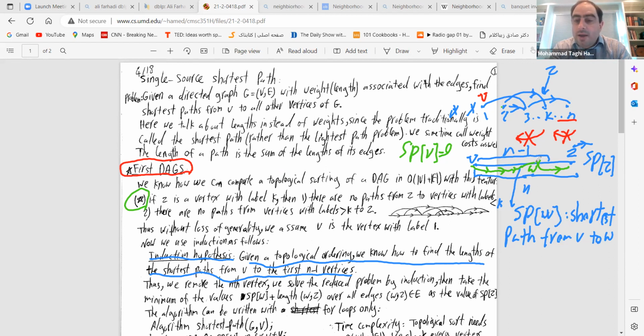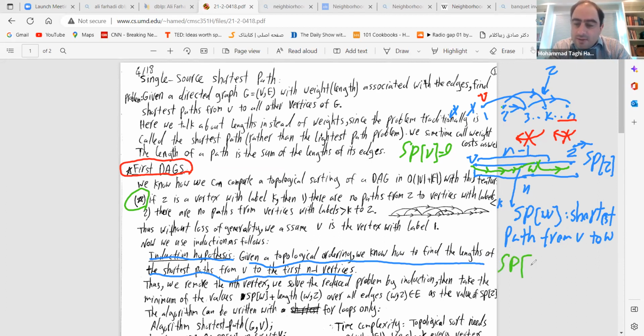And in general for Z, because this green one was a shortest path. There might be several shortest paths as well, but consider a shortest path from V to Z. It should have a vertex W labeled from 1 to n. And the subpath from V to W should be a shortest path. So what's the meaning of that? The meaning of that is this one.